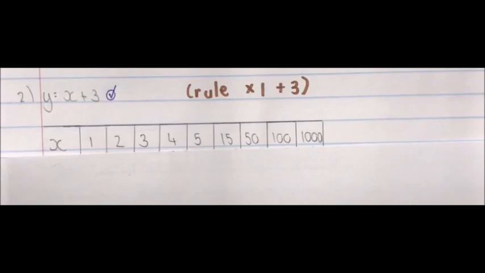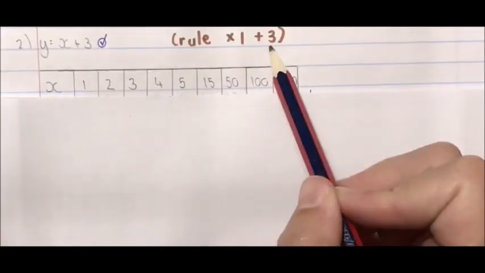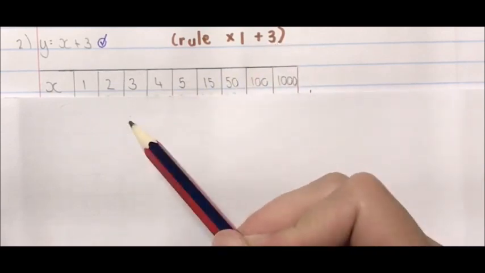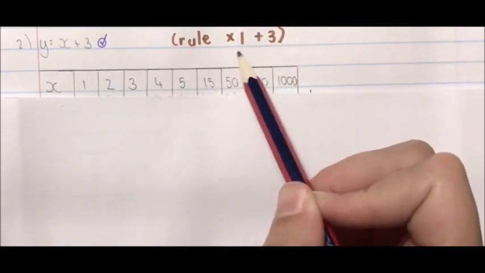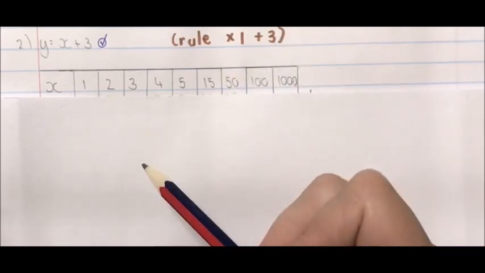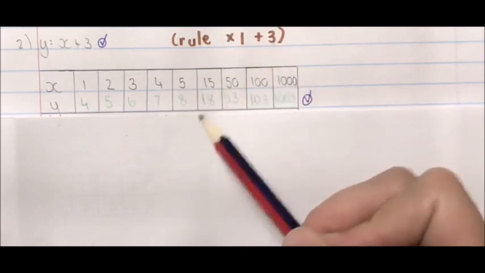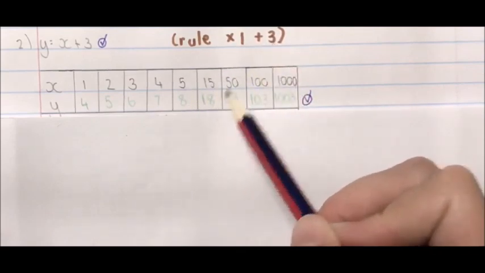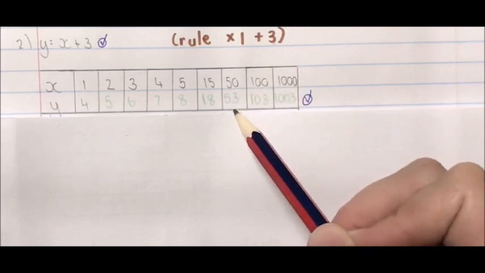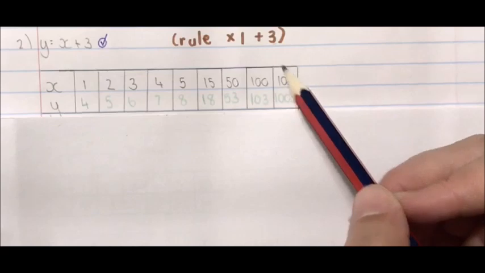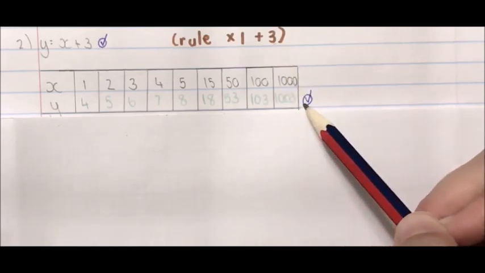So these last values can really be anything. Please draw this table, and then we will use the rule again to determine the outputs. 1 plus 3 gives me 4, 2 plus 3, 5, 3 plus 3, 6. So you see I don't use the times 1 since I know the answer will stay the same. 4 plus 3, 7, 5 plus 3, 8, 15 plus 3, 18, 50 plus 3, 53, 100 plus 3 is 103, and then 1000 plus 3 will give me 1003.